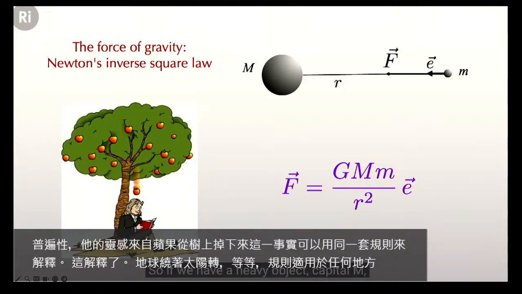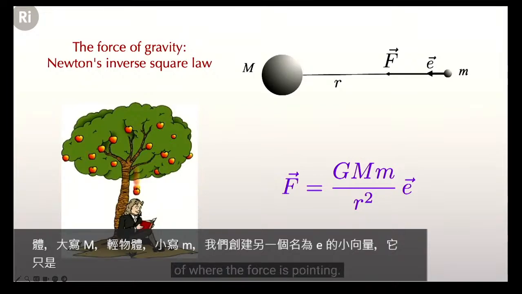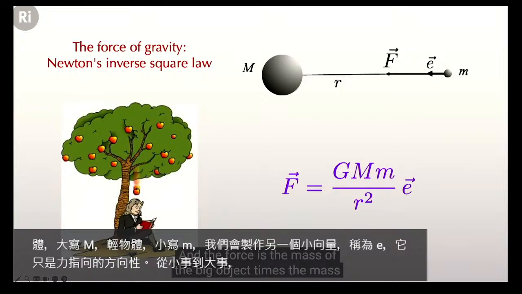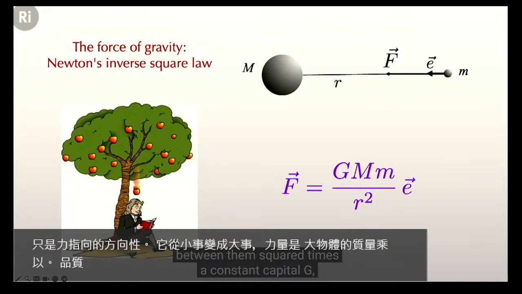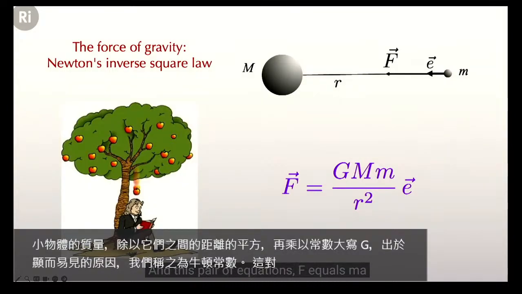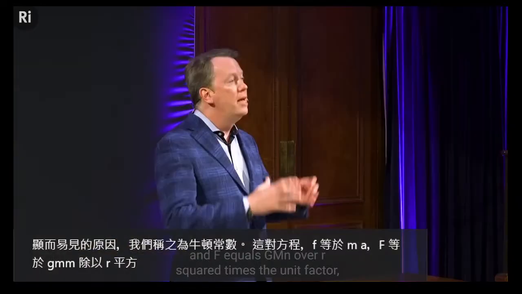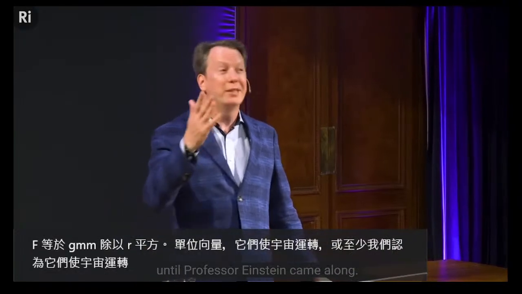So if we have a heavy object, capital M, light object, little m, we make another little vector called e, which is just the directionality of where the force is pointing. It goes from little thing to big thing. And the force is the mass of the big object times the mass of the little object divided by the distance between them squared times a constant, capital G, which we call Newton's constant for obvious reasons. And this pair of equations, F equals ma and F equals GMm over r squared times the unit vector, they make the universe go, or at least we thought they made the universe go until Professor Einstein came.